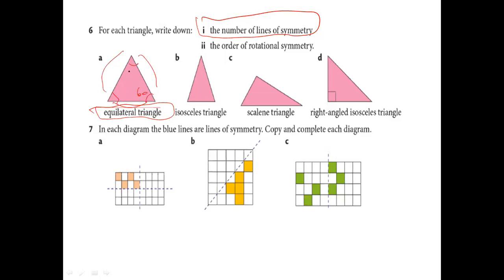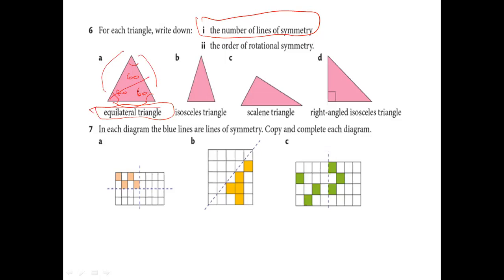What is the sum of the interior angles of a triangle? It is 180 degrees, and that's why when you divide it by three equal parts, each angle is 60 degrees. So for the number of lines of symmetry, when you divide it into two equal parts, this part and this part are equal.